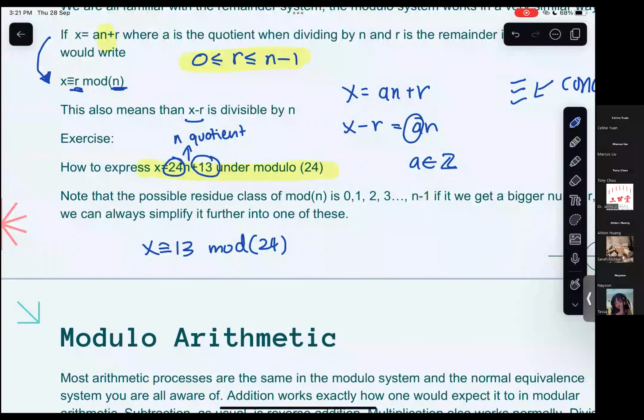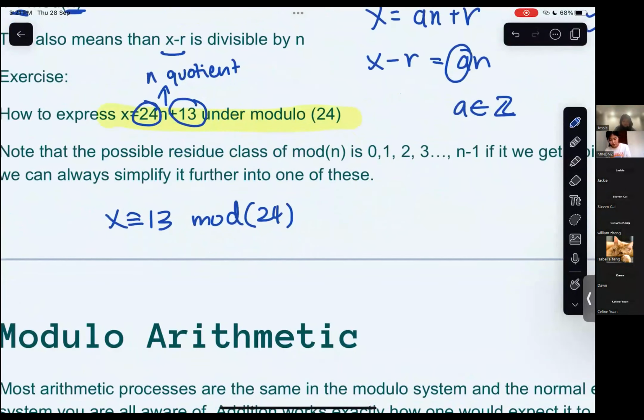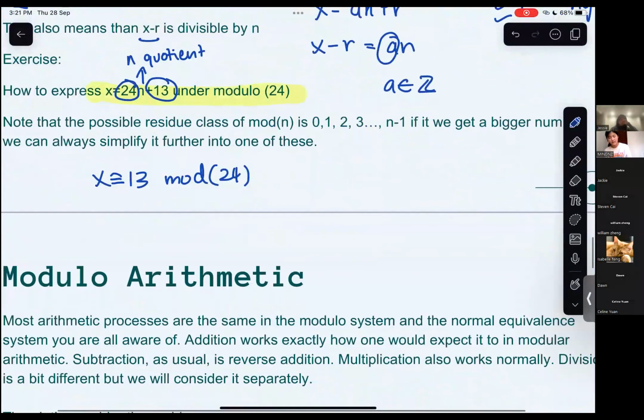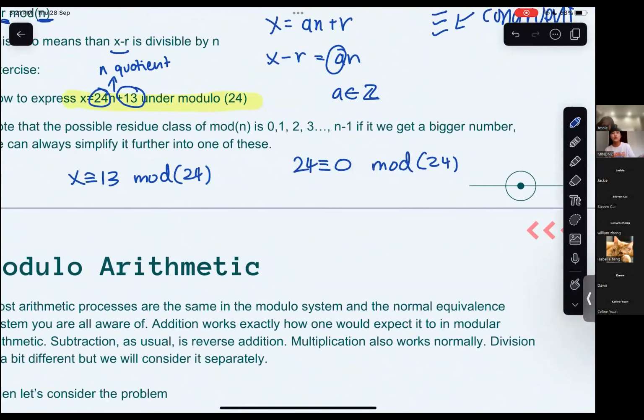So what you can do under modular systems, which you don't really do in remainders, is we can write things as negative. We can write the remainder as a negative instead of positive, right? So how we would do that is basically think of 24 as congruent to 0 mod 24, right? And that's pretty obvious, I guess, because if you divide 24 by 24, you get a remainder of 0, right? So that makes a bit more sense.